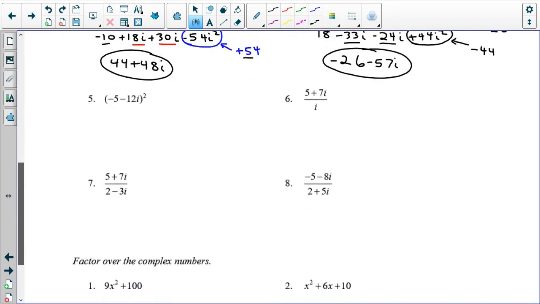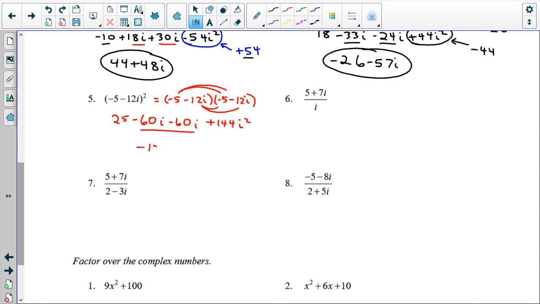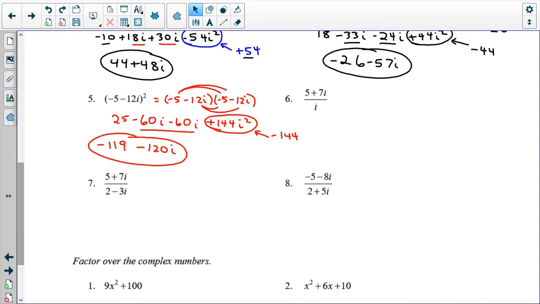Number 5, anytime I do something squared, that's the same thing as writing it twice. So negative 5 minus 12i times negative 5 minus 12i. And then I can distribute. So I end up with 25 minus 60i minus 60i plus 144i squared. These combine to be negative 120i, and then 144i squared is negative 144. So 25 minus 144 is negative 119. And that gives me my final answer on that one.